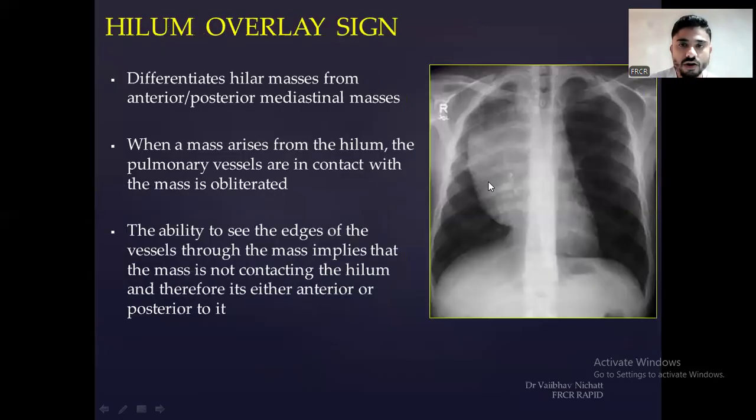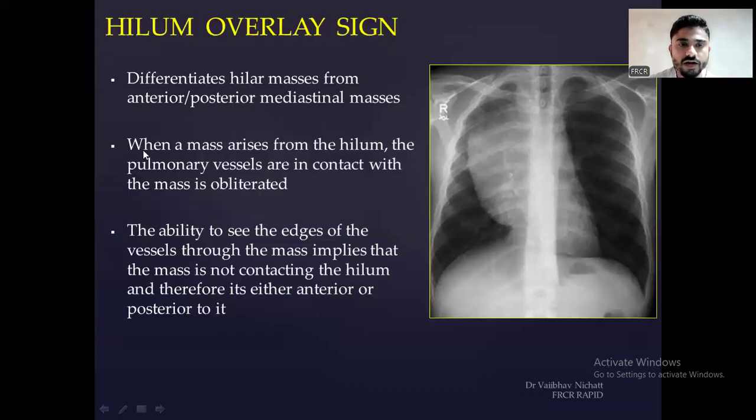Now coming to hilum overlay sign. Hilum overlay sign we have already discussed. Basically, hilum overlay sign will help you differentiate hilar masses from anterior or posterior mediastinal masses. So this is the mediastinal mass, and through the mediastinal mass opacity, you can see the pulmonary vessels. So this is hilum overlay. Now you can tell the mass is situated either in the anterior mediastinum or posterior mediastinum, but not in the middle mediastinum, because you can see the pulmonary vessels through the opacity.